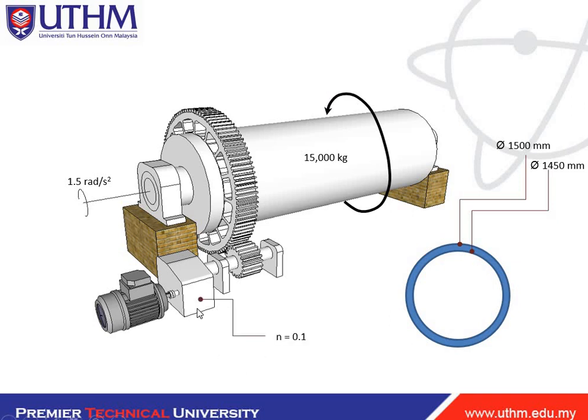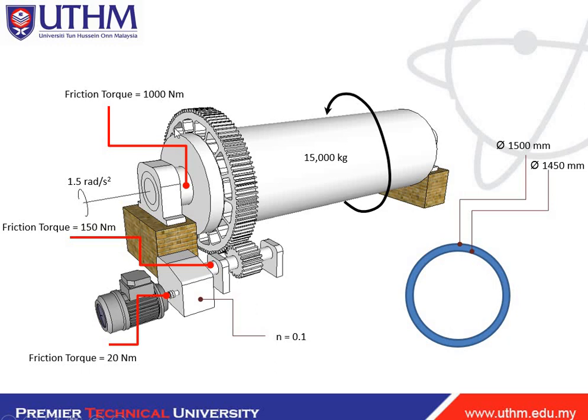The next one is the gearbox. The ratio of the gearbox is given by 0.1. The friction torque at the motor is 20 Nm, so probably the friction is due to the bearing itself inside, the corrosion or whatever. The friction torque at the gearbox, more probably because of the lack of lubrication, the bearing is already damaged or whatever. And the friction torque at the mill shaft, this is the journal bearing, is 1000 Nm.